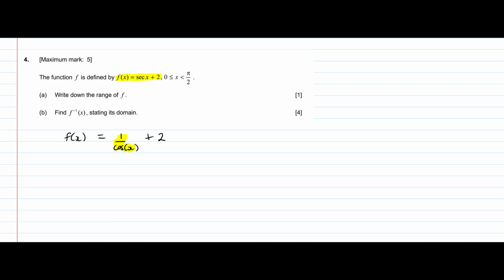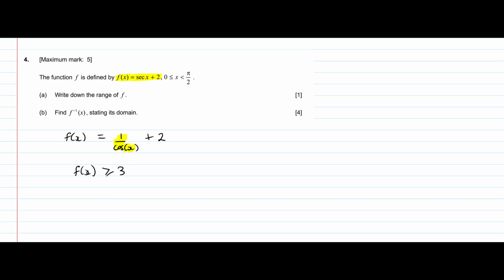So that means the lowest our function can be is going to be 3. That's when x is 0. So we're going to get 1 over cos of 0. This is 1 over 1, so 1 and then plus 2 is equal to 3. And then as we go from 0 toward pi over 2, cos x is going to tend towards 0, so 1 over cos x is going to go toward infinity. So we can just write that the range of our function is f of x is greater than or equal to 3. Okay, so that is our answer for part 4a.